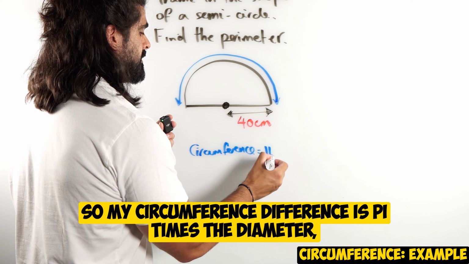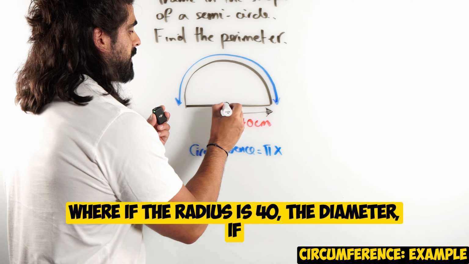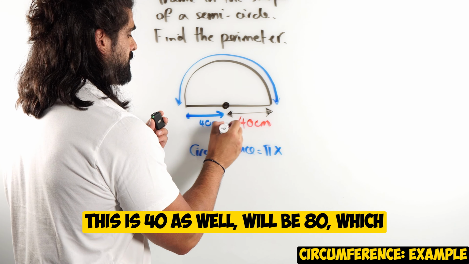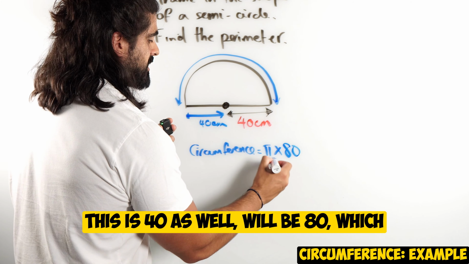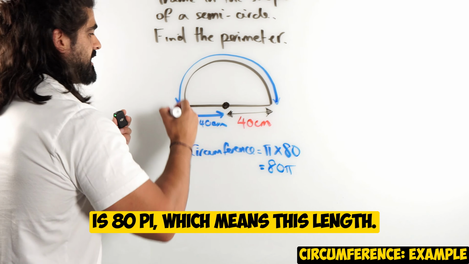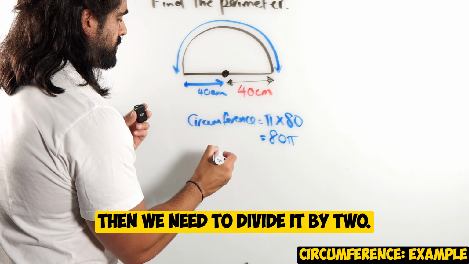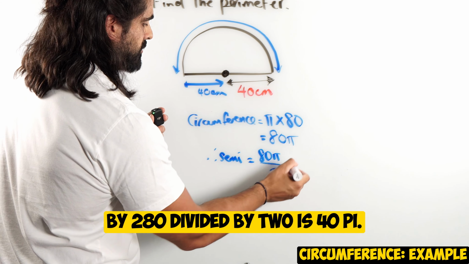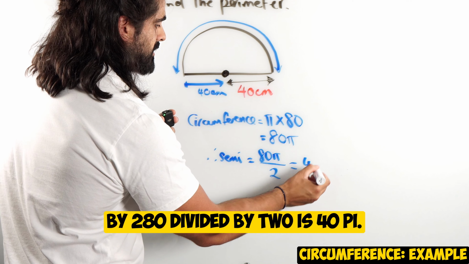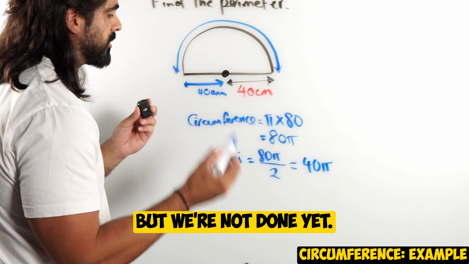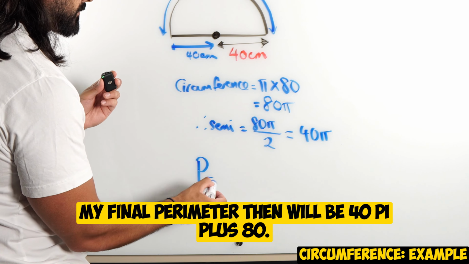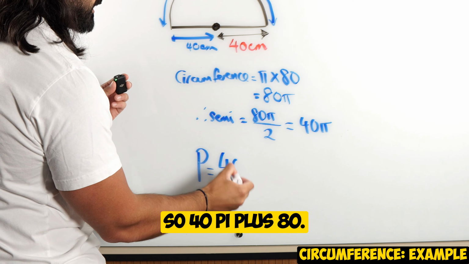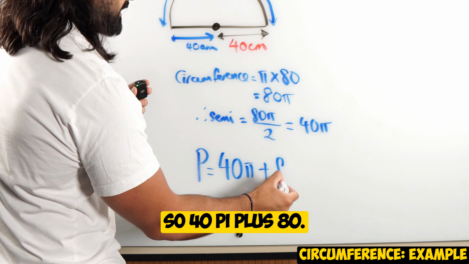So my circumference is pi times the diameter, where if the radius is 40, the diameter, if this is 40 as well, will be 80, which is 80 pi, which means this length then, we need to divide it by 2. Therefore, for the semicircle, it will be 80 divided by 2. 80 divided by 2 is 40 pi. But we're not done yet. My final perimeter then will be 40 pi plus 80.